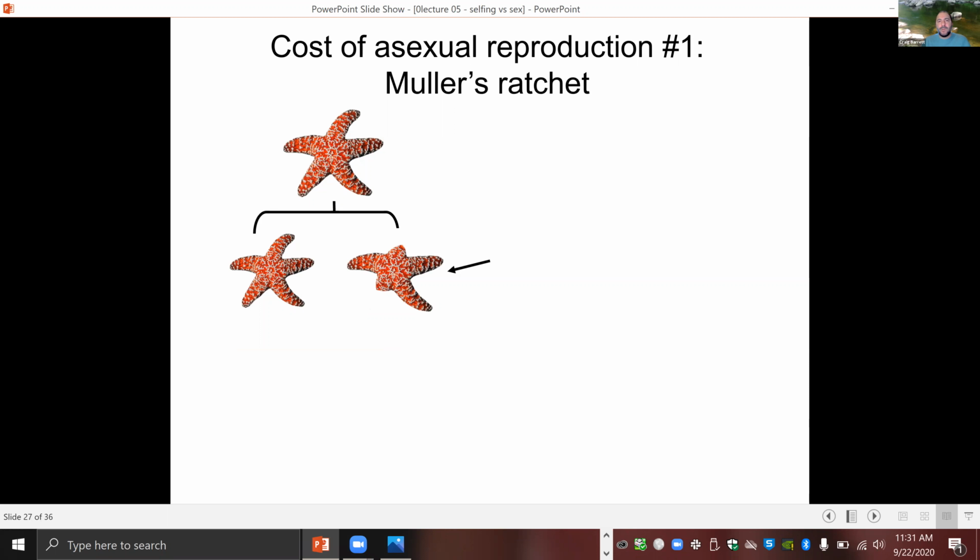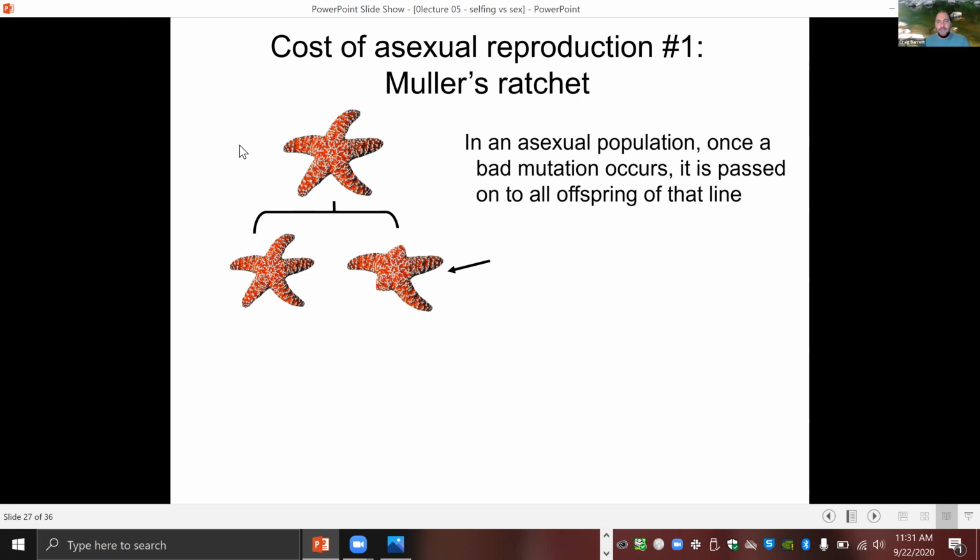Okay, so we've talked about the benefits of asexual reproduction. Now let's talk about the cost. You can produce a lot of individuals very quickly, but we haven't considered mutations yet. So what do you do about mutations in asexual reproduction? Let's have our asexual starfish population here. Let's say in an asexual population, once a bad mutation occurs, it can be passed on to all of the offspring of that line.